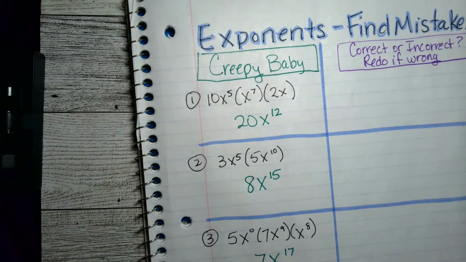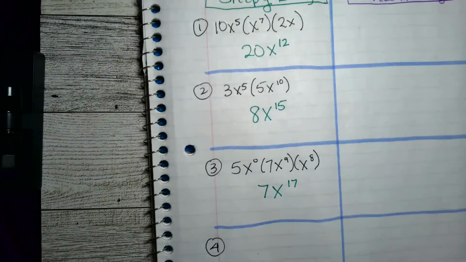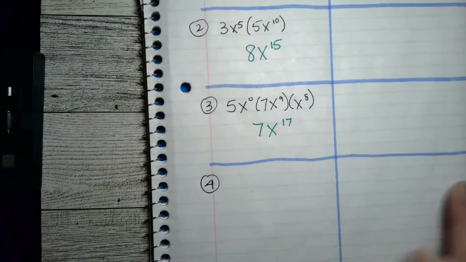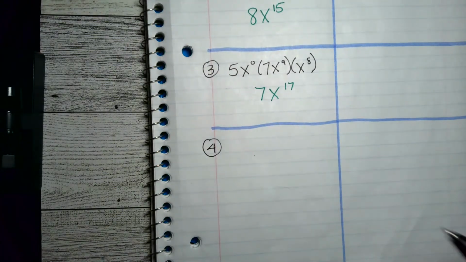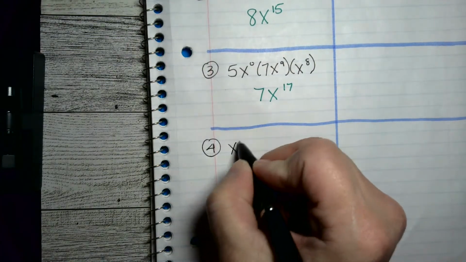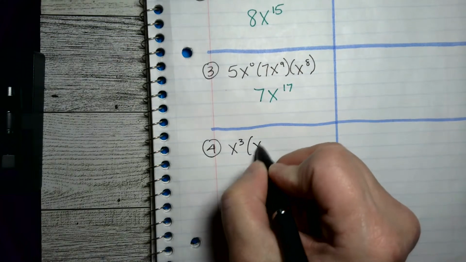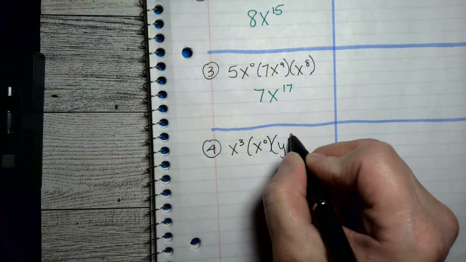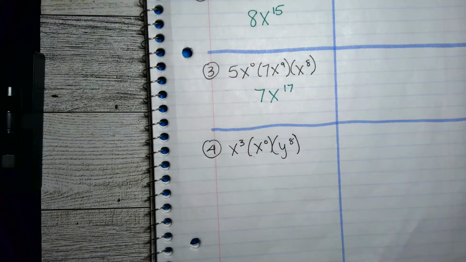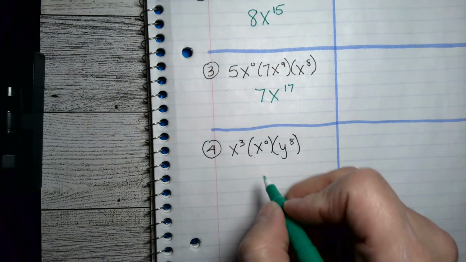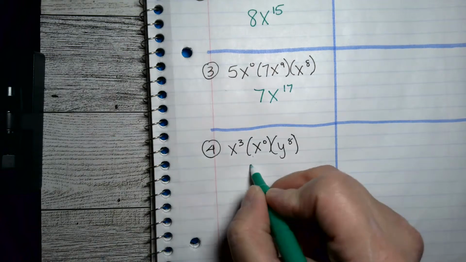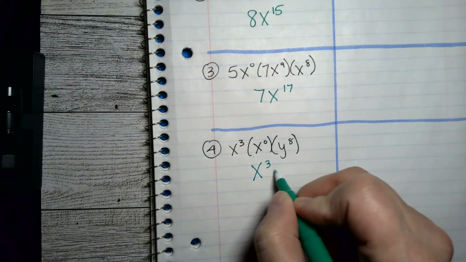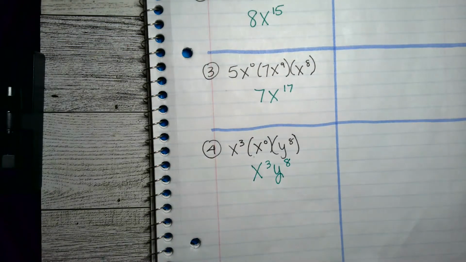Okay, number 4. x cubed times x to the 0 times y to the 8th. For anybody who isn't in my class, this would be a great review for an algebra quiz you may have coming up. All right, Creepy Baby's answer here was x cubed y to the 8th.